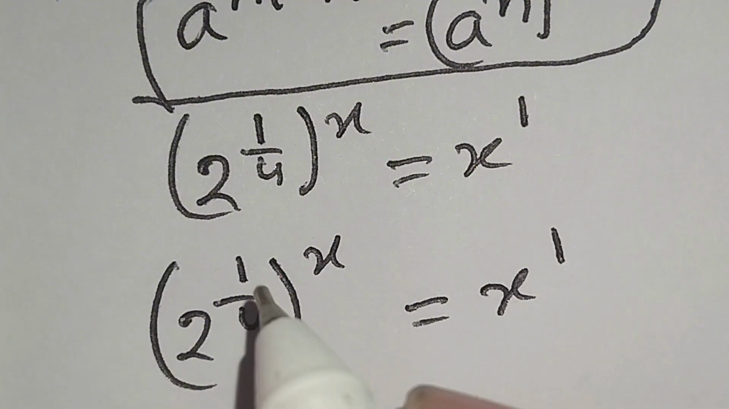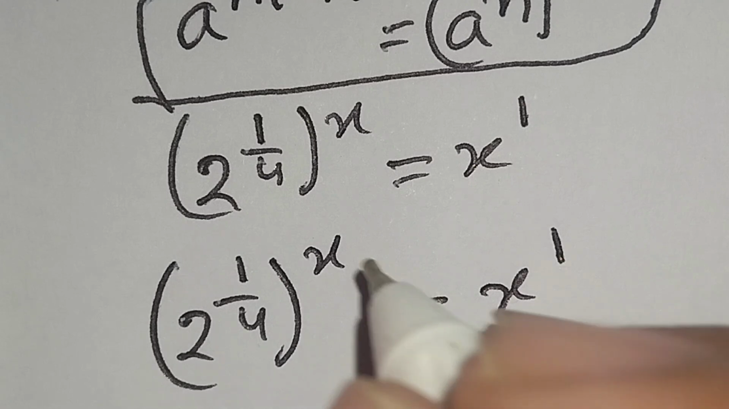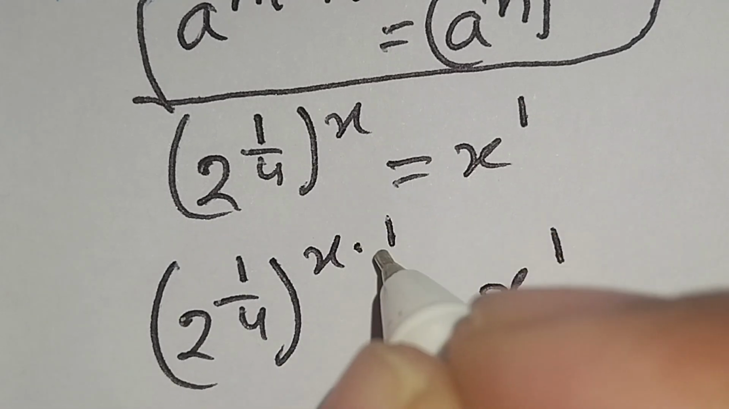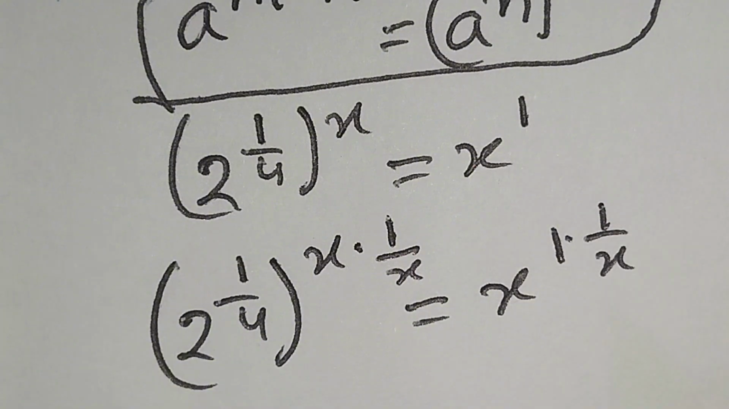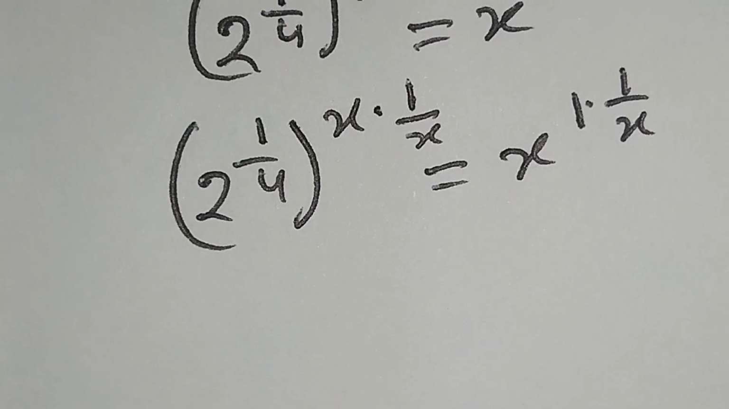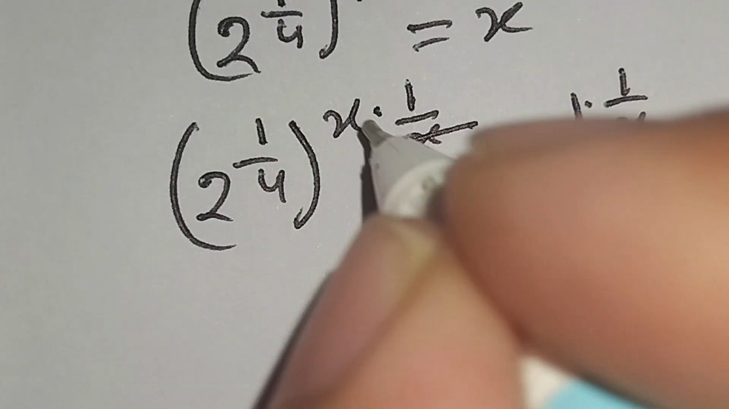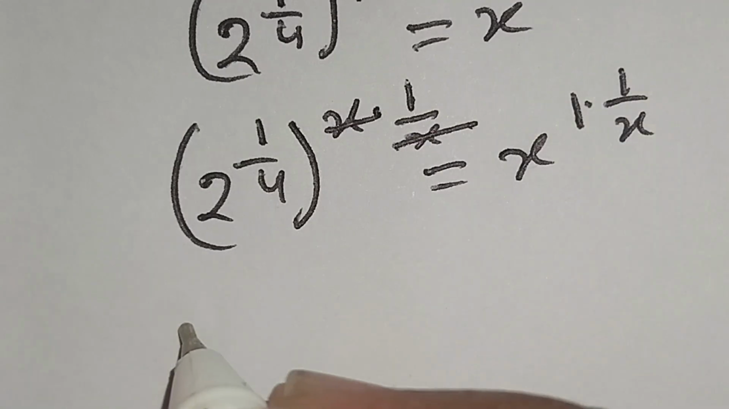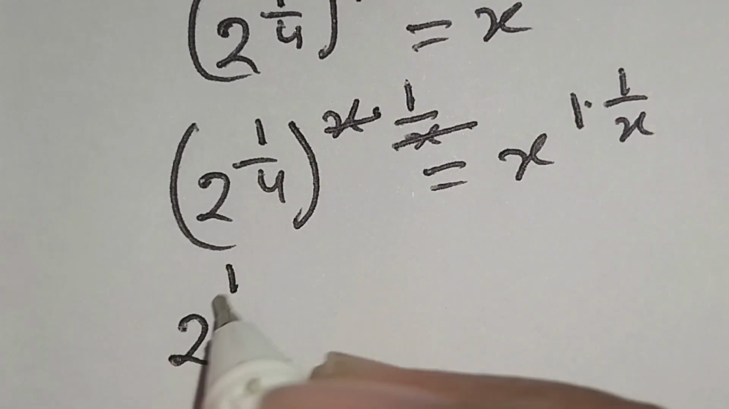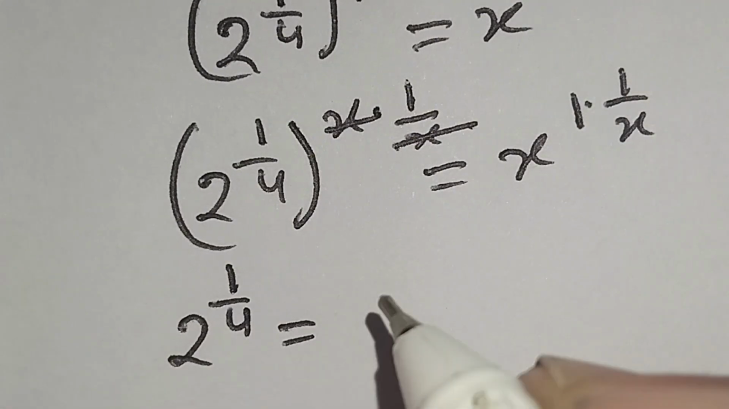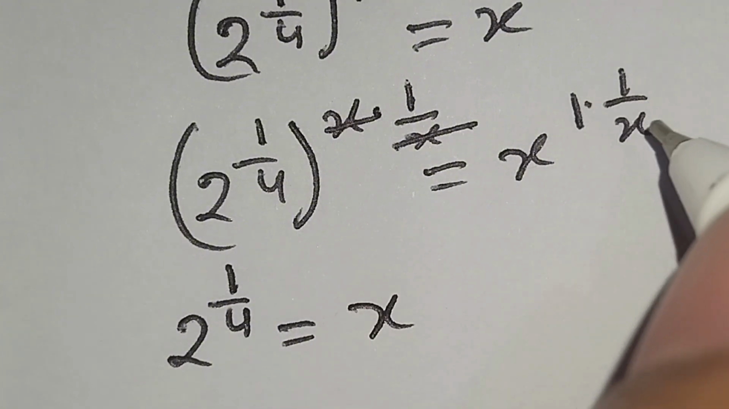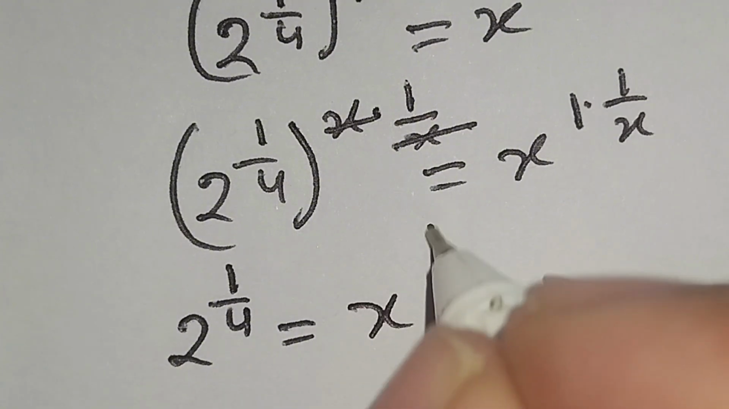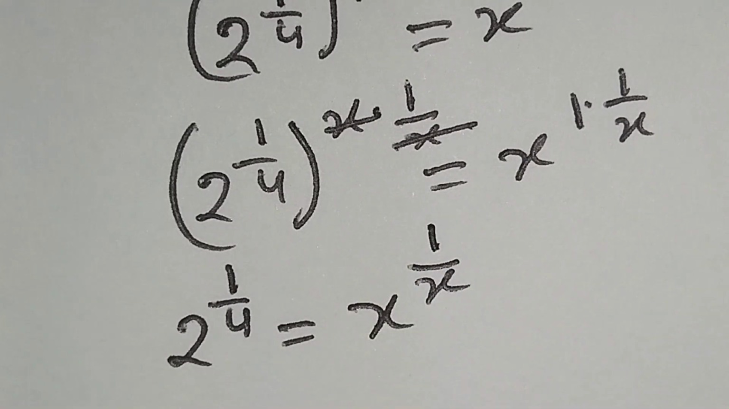Now we will raise both sides to the power 1 over x. So you can write here 1 times 1 over x. This x and this x cancel out. Here 2 to the power 1 over 4 is equal to x to the power 1 times 1 over x, which is equal to 1 over x.